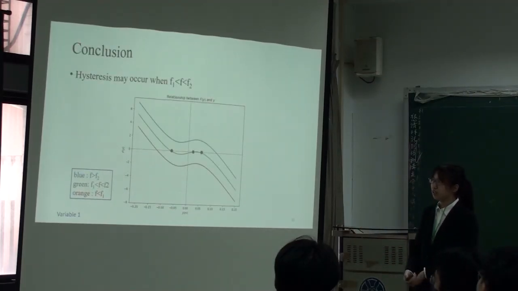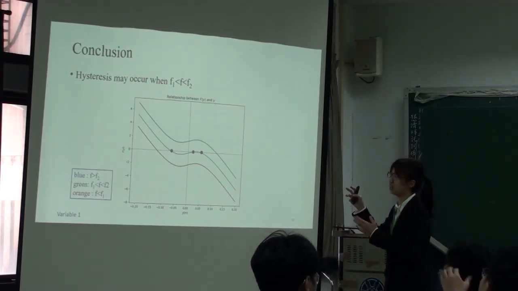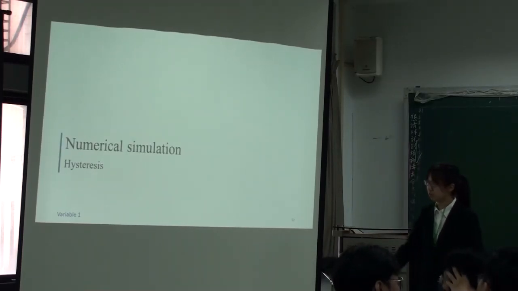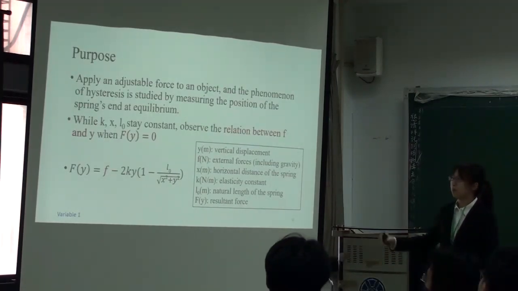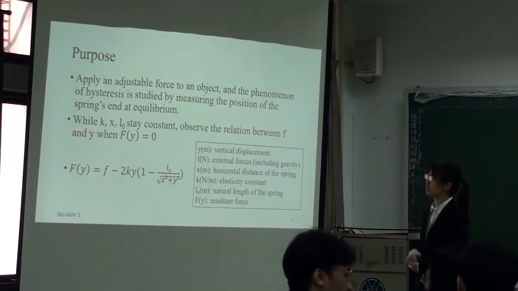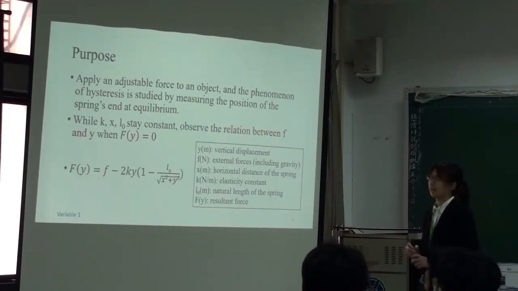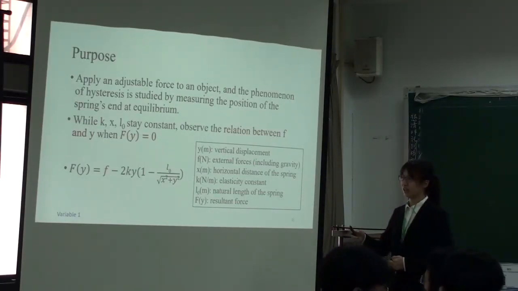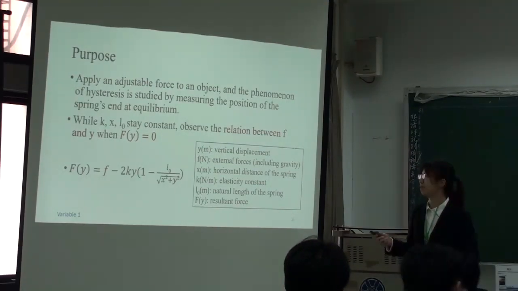So here's our conclusion. Hysteresis may occur when f is bigger than f1 but smaller than f2, so there are three possible equilibria. And this is our next numerical simulation, which is hysteresis. Our purpose is to apply an adjustable force to an object, and the phenomenon of hysteresis is studied by measuring the position of the springs at equilibrium. While other parameters stay constant, we observe the relation between F and Y. We also observe this while the Newton force equals 0.